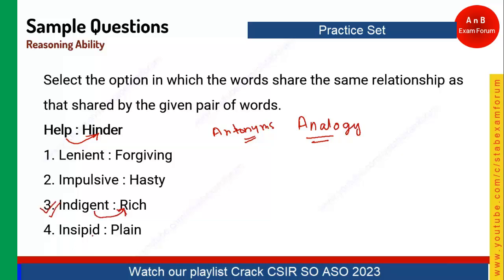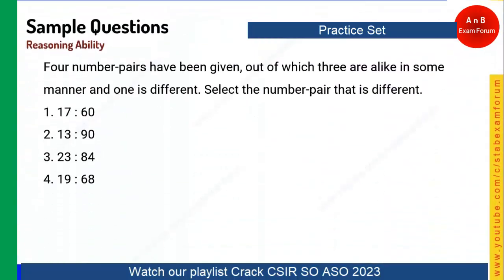If you see option 4, insipid and plain both are synonyms. Impulsive and hasty, they are just synonyms. Lenient is very simple, and forgiving has no relation at all. So option 3 seems to be the correct answer, and those who have given their option as 3 are correct. Okay, student, you can practice a lot on these questions. Let's see the next question.